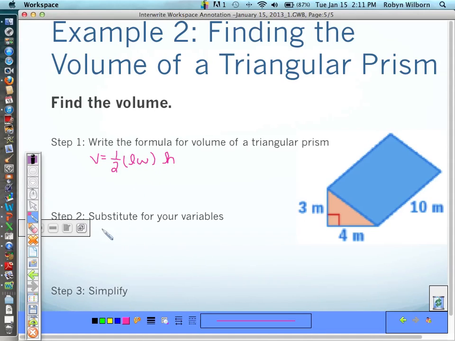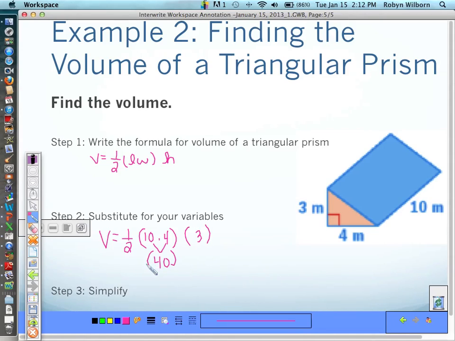Again, we're just going to substitute in our variables. So plug it in, plug it in. We have the volume equals 1/2, and then I'm going to substitute in the length and the width. The length is 10 and the width is 4. Length times width, and then I'm going to multiply that by my height. Notice everything I have here is multiplying. If I follow order of operations, I want to simplify my first set of parentheses. So this is going to simplify to 40.